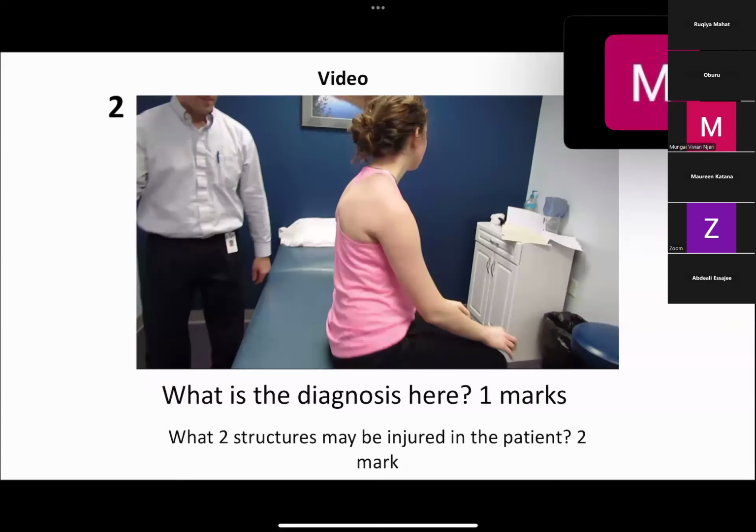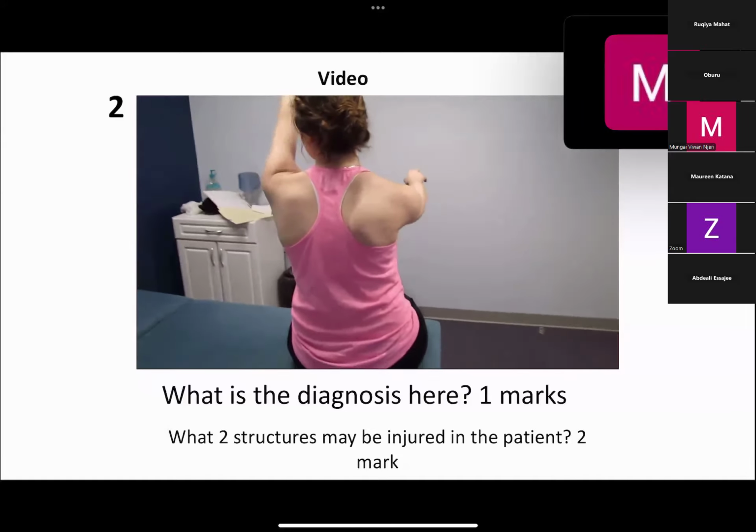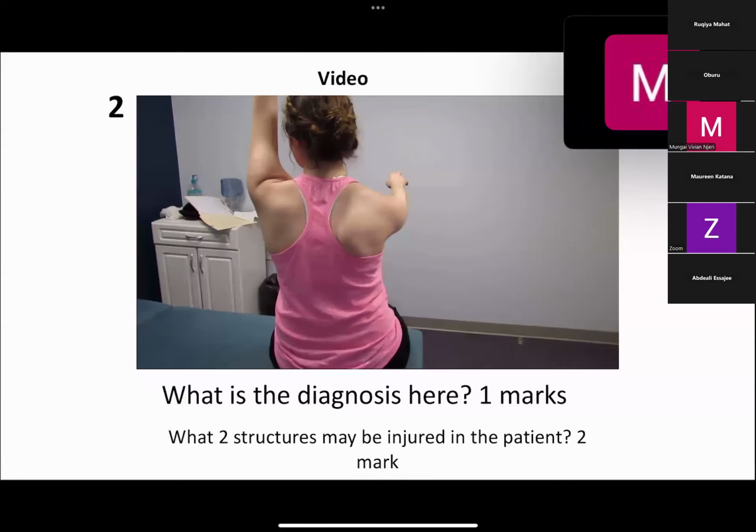And you can see over here, again, one showing winging of the scapula. We have gone through the nerves that could be injured.